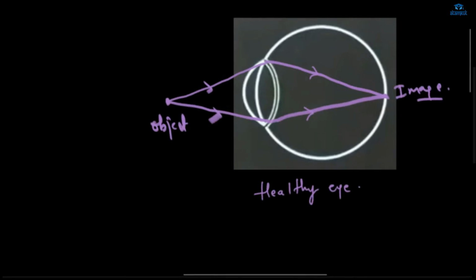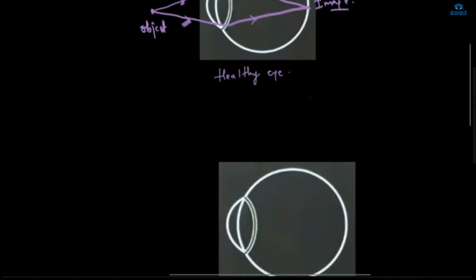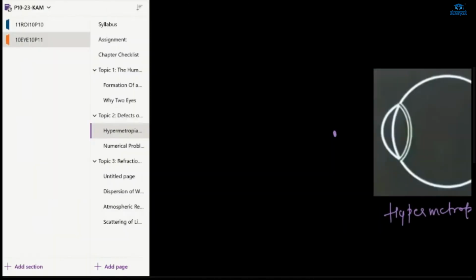Okay, this is the healthy eye. It can see the things clearly because the image is forming on the retina. Now, अब हो क्या जाता है हाइपरमेट्रोपिक आई में, हाइपरमेट्रोपिक आई इसमें क्या हो जाता है. हाँ, एक और चीज था, भूल गया.